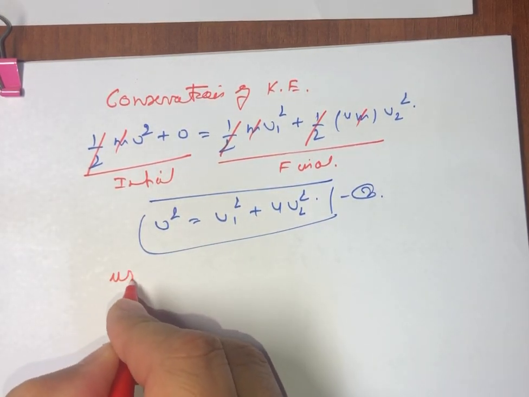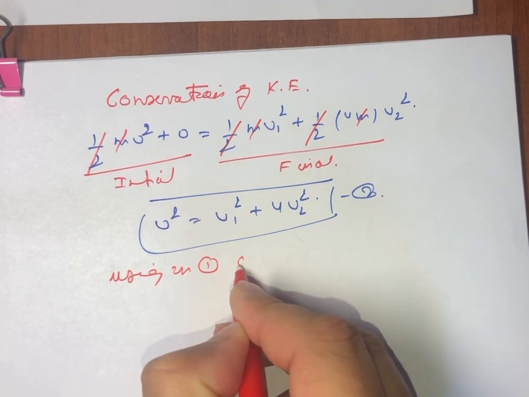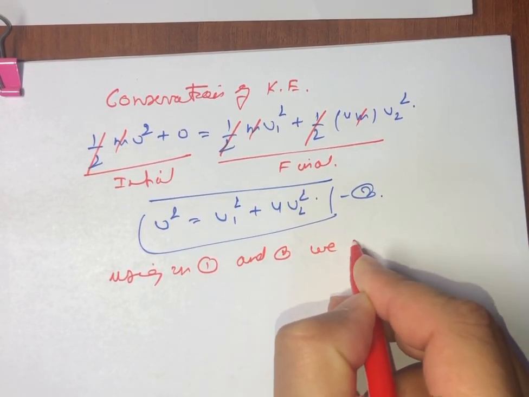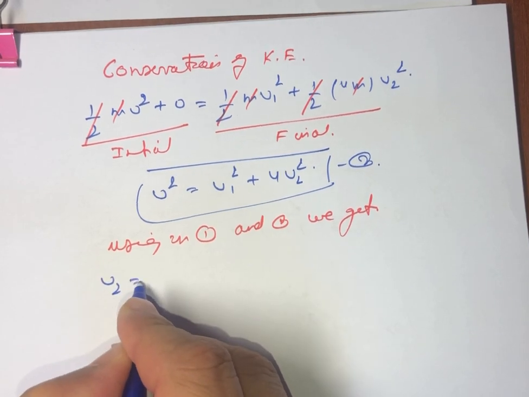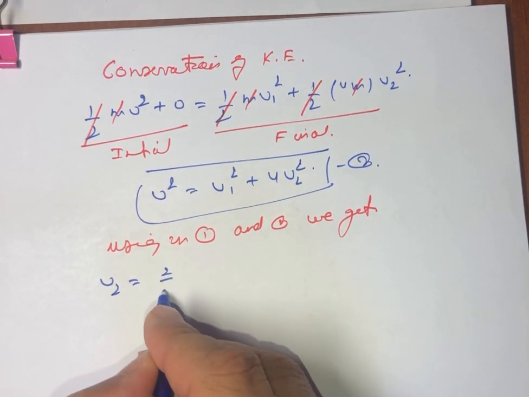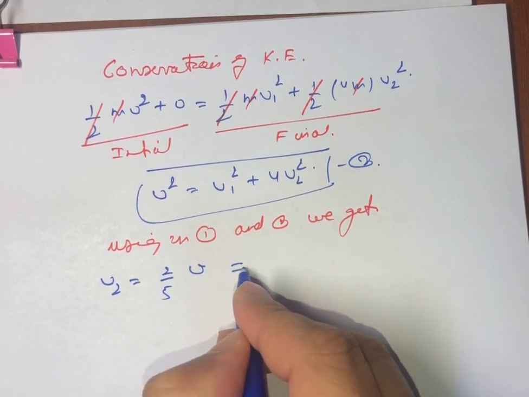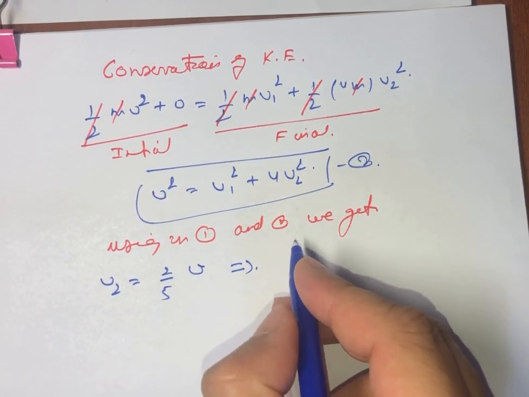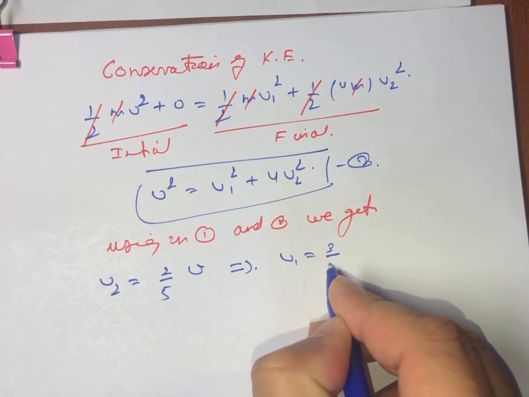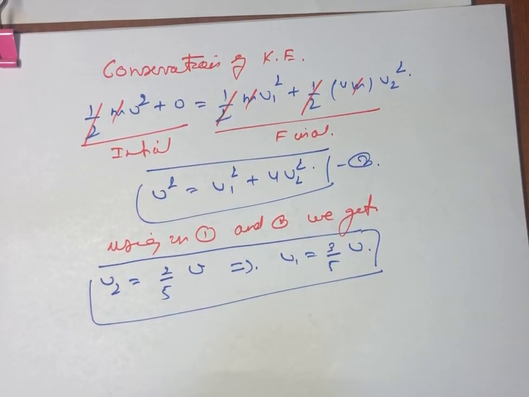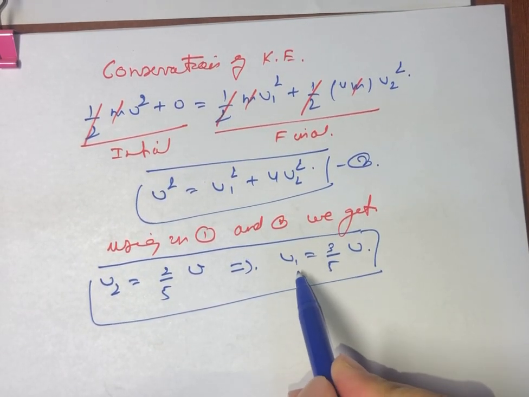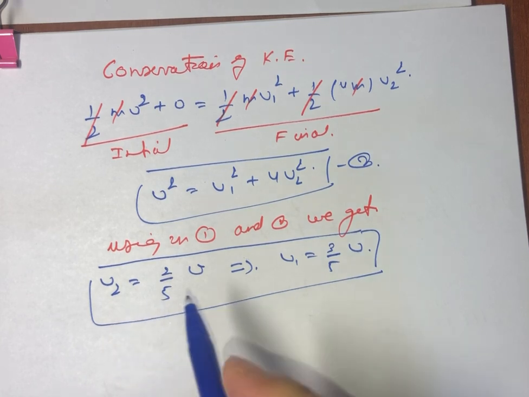So using equation 1 and 2, we are going to get v2 will be coming equal to 2 by 5 v, or from here we can say our v1 will be equal to 3 by 5 times v. So v1 is the velocity of mass m after collision and v2 is the velocity of block B after collision.